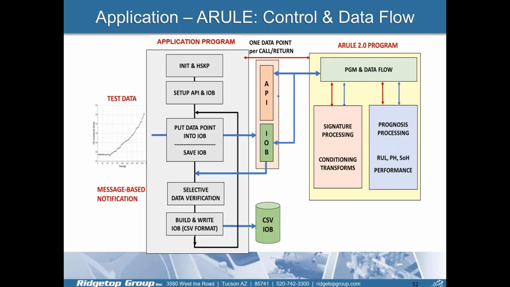The ARUL engine then comes back with updated information, which the application program can use for selective data verification. For example, it can look at the data and say, oops, I need to initiate an alert, or oops, the unit I'm looking at has failed, or it's healthy. So it does some selective data verification and processing of the data. Then it needs to write and build an input-output buffer and save that data away for future processing or for historical purposes.